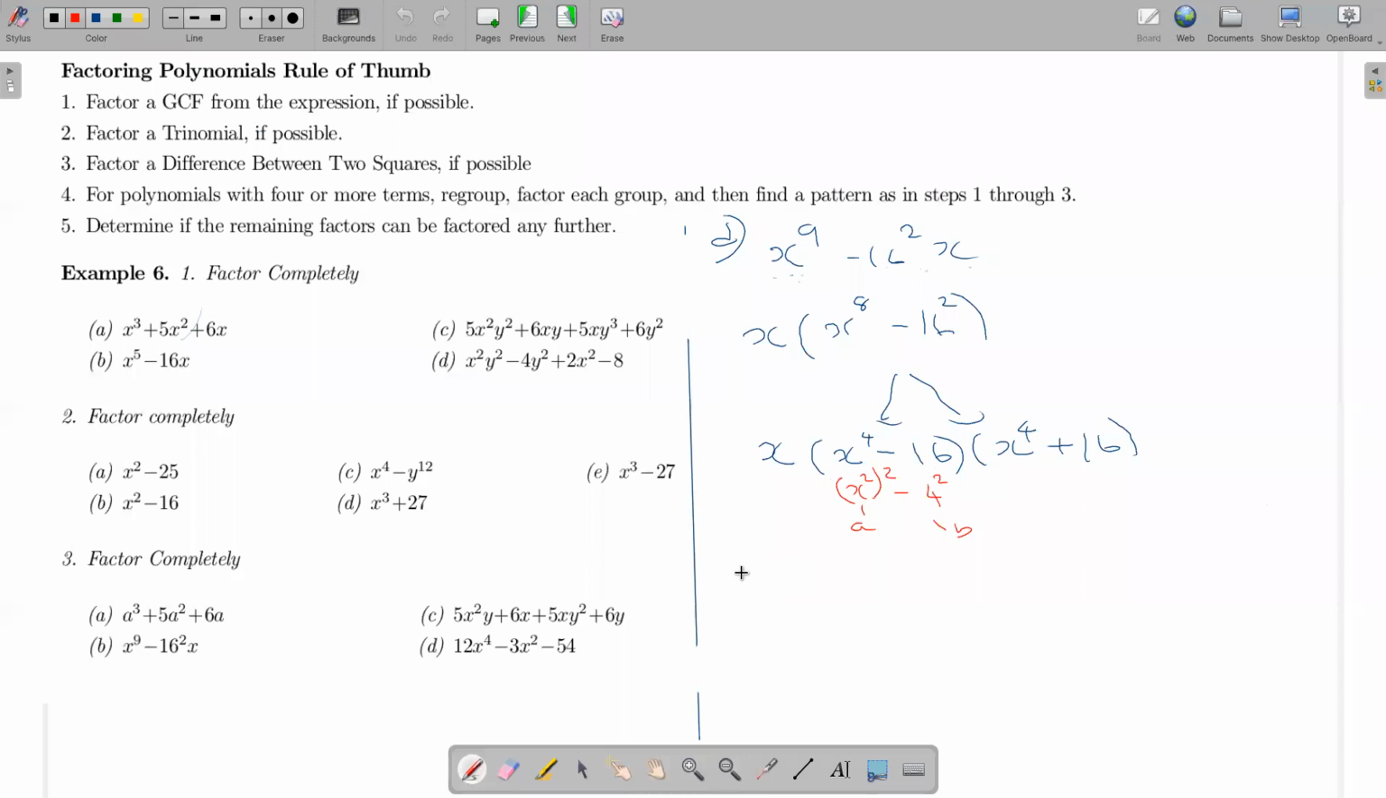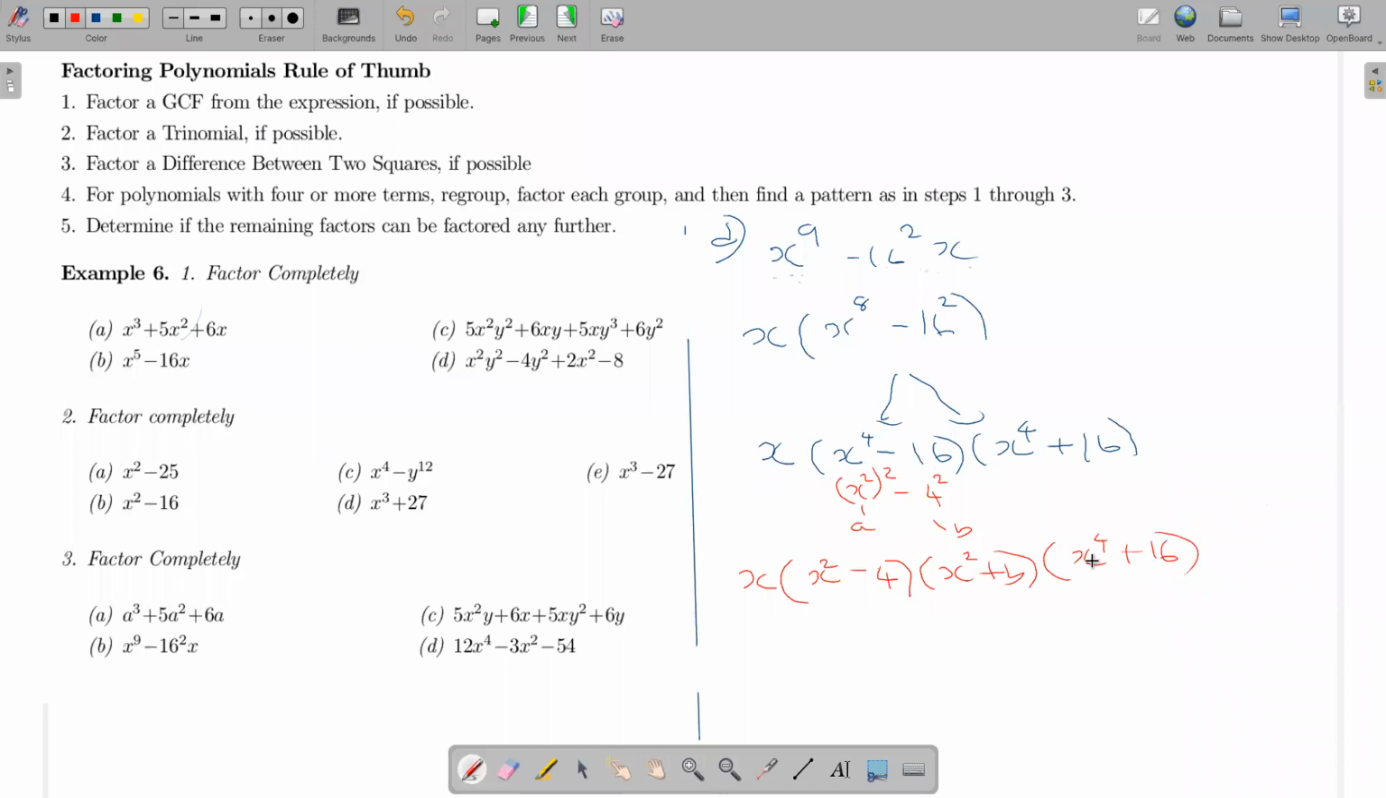a minus b. Okay. Now a is x squared, no? So x squared minus b, x squared plus b. Okay. Plus b is, sorry, b is what? 4, no? b is 4. A plus b, x squared plus b. Okay.